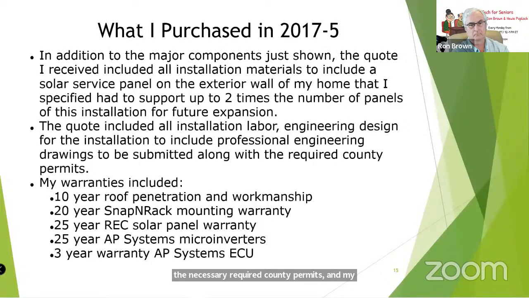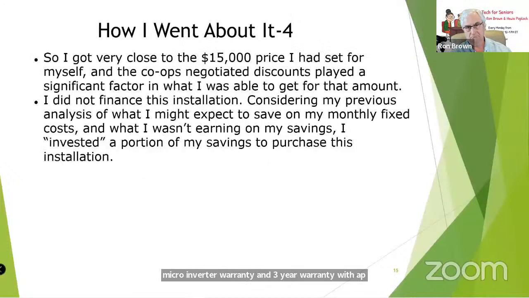And my warranties included a 10-year roof penetration and workmanship warranty, a 20-year Snap and Rack mounting warranty, 25 years REC solar panel warranty, 25 years AP Systems microinverter warranty, and 3-year warranty with AP Systems ECUs. So I got very close to the $15,000 price I had set for myself, and the co-op's negotiated discounts played a significant factor in what I was able to get for that amount.